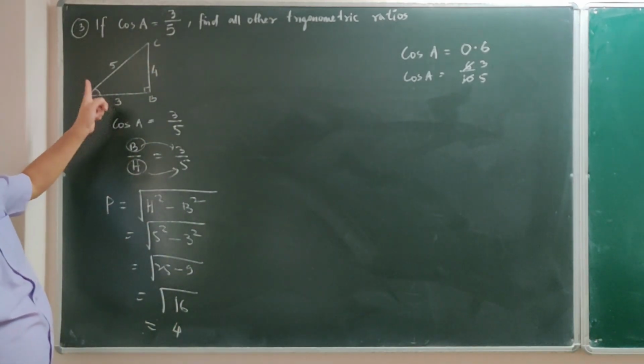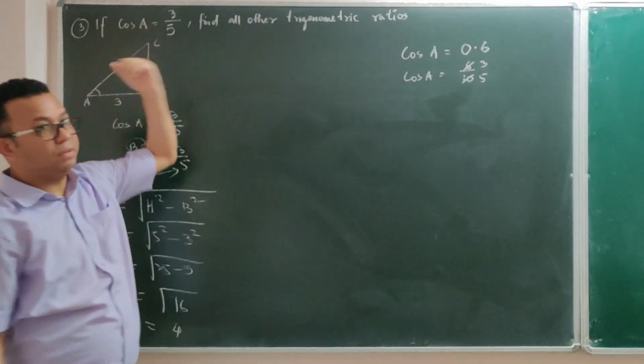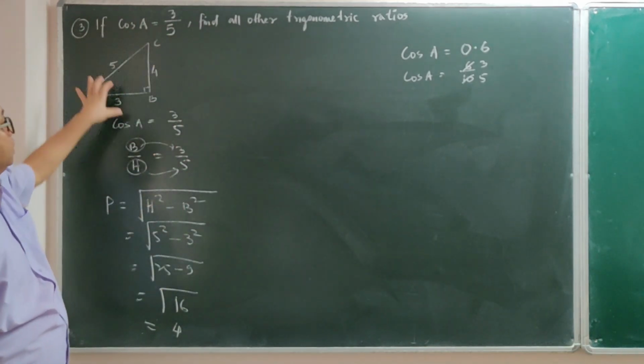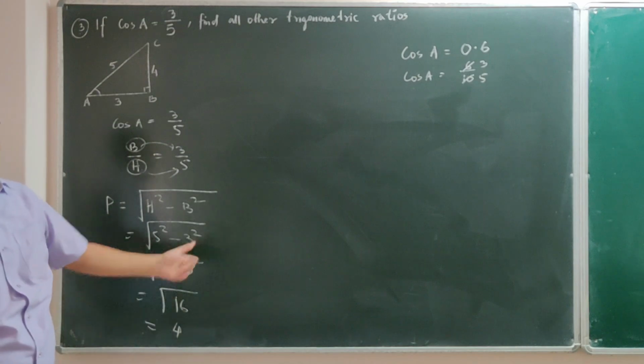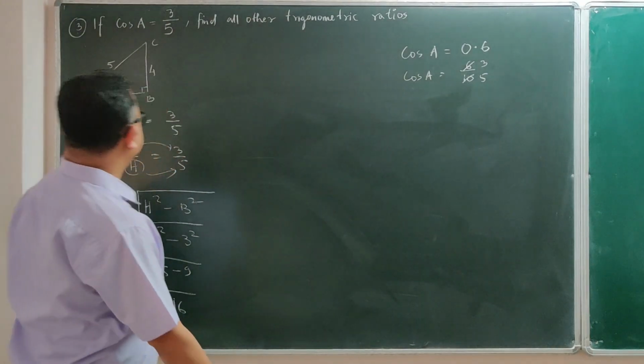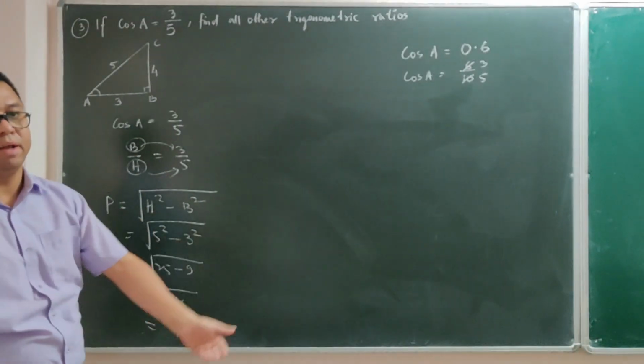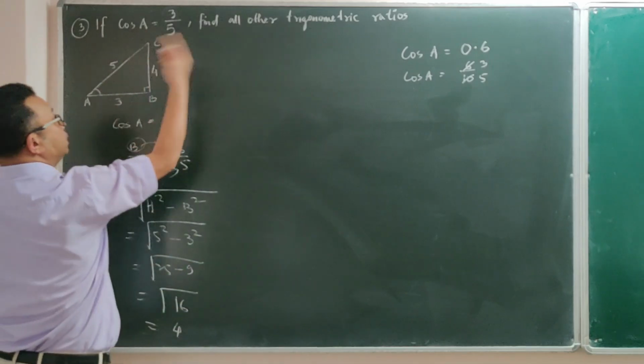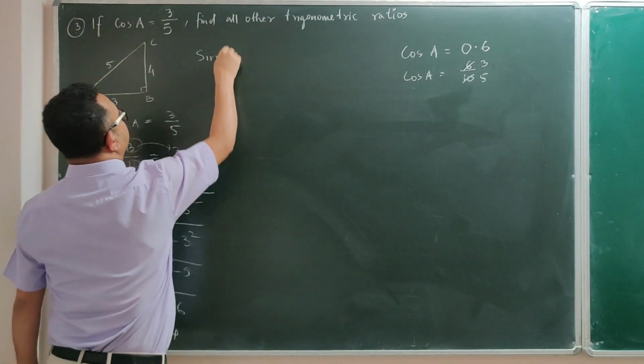Now since the angle of reference is A, in every question you have to take the angle of reference as A. Now I have all the three sides of the triangle. If I have all the three sides of the triangle, I can easily find out the remaining 5 trigonometric ratios.